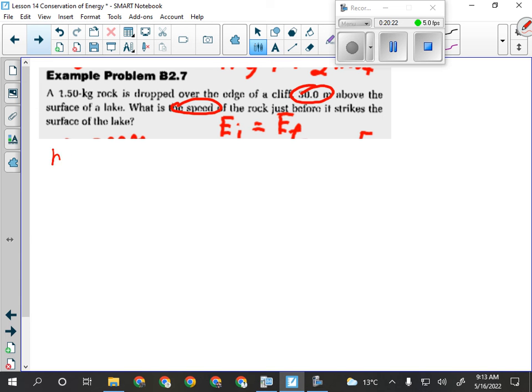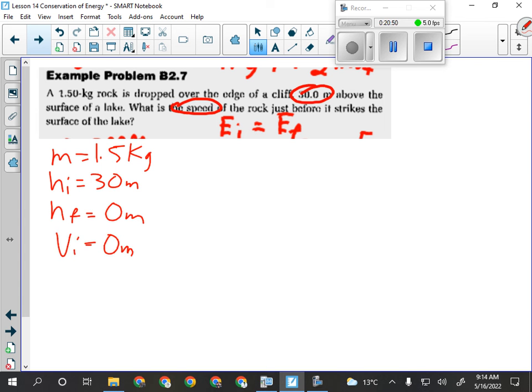Mass. What else? Height. Initial or final? Initial. What's my final height? Zero, yeah. What's my initial speed? Zero, because it's being dropped. And the question's asking me to find the final speed. Oh, sorry, that's supposed to be unknown, sorry.